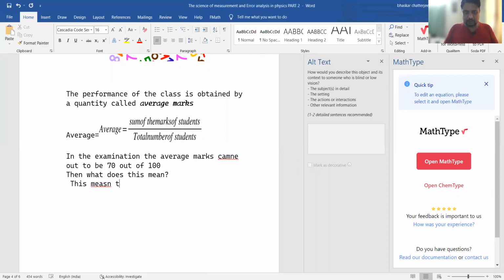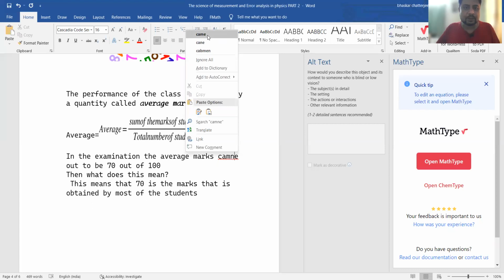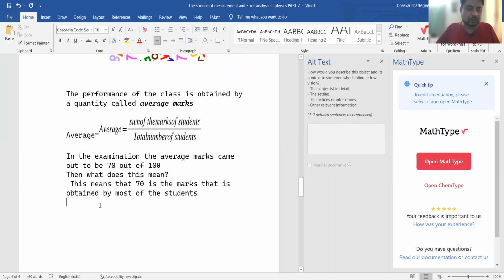This means that 70 is the marks that is obtained by most of the students. This is clearly the meaning. Most of us are acquainted. We know this. We say average student. We say average income. It means this is the marks that is obtained by most of the students, this 70 or near about 70.